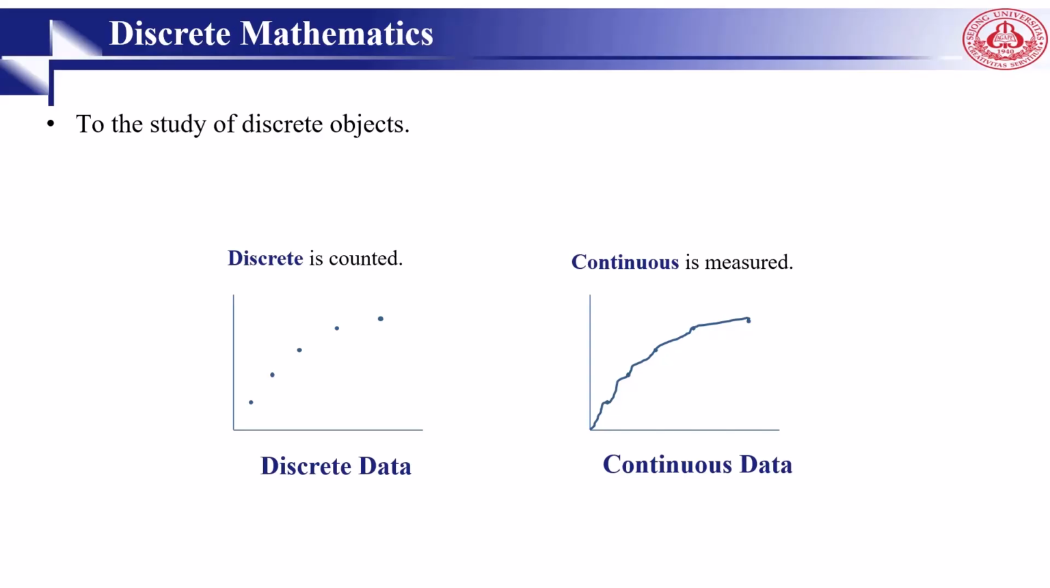Discrete mathematics, in fact, is a part of mathematics devoted to the study of discrete objects. Discrete objects are those that we can count. On the other hand, we have continuous data, which we try to measure, and counting is not possible.